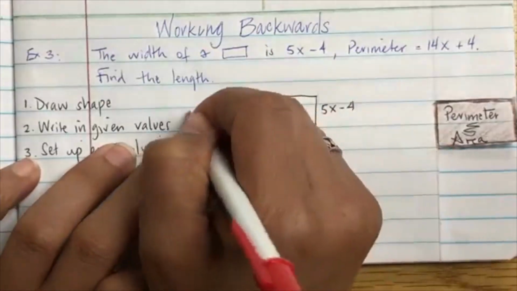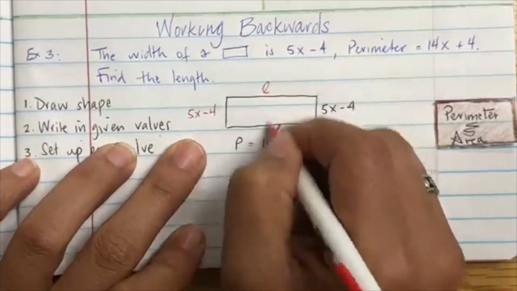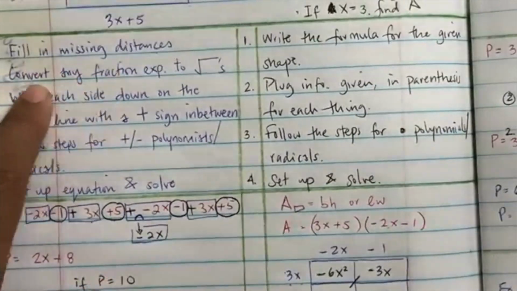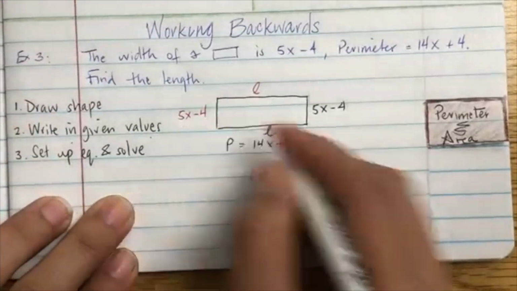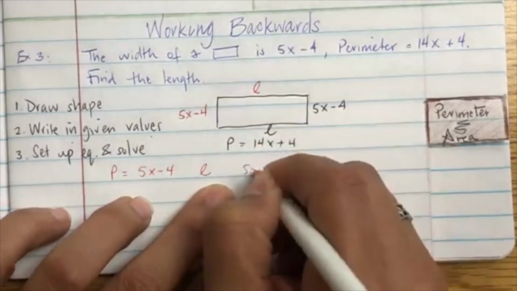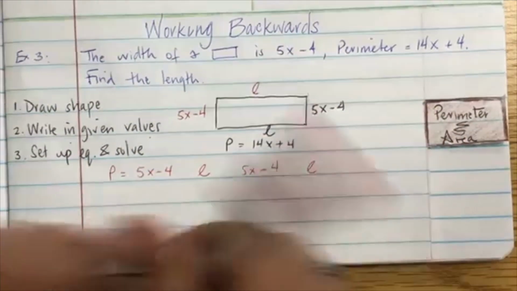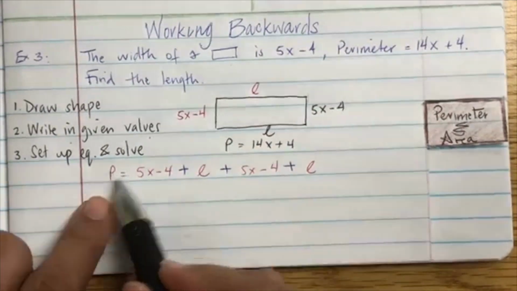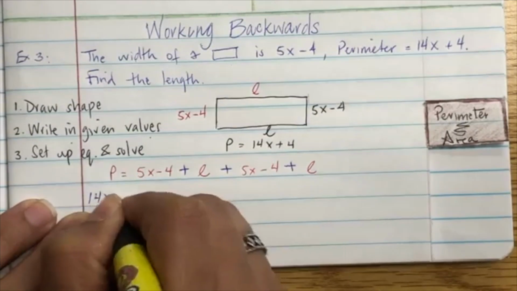So remember, we can fill in the missing values, 5x minus 4, and then L and L. And then to find the perimeter, after filling the missing values, write each side down with the plus sign. So we've got 5x minus 4, and then going counterclockwise, we've got an L, and then 5x minus 4 again, and then another L. I know the perimeter is 14x plus 4, so I'm going to go ahead and put P, 14x plus 4.